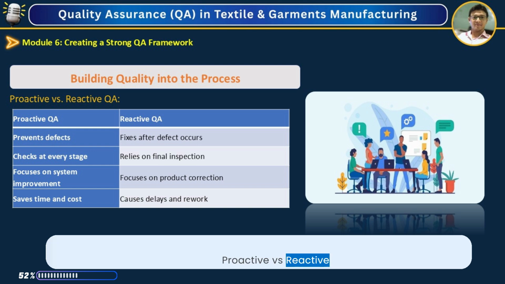Proactive versus reactive. Proactive QA prevents defects. Reactive QA fixes after a defect occurs. Proactive QA checks at every stage. Reactive QA relies on final inspection. Proactive QA focuses on system improvement. Reactive QA focuses on product correction. Proactive QA saves time and cost. Reactive QA causes delays and rework.